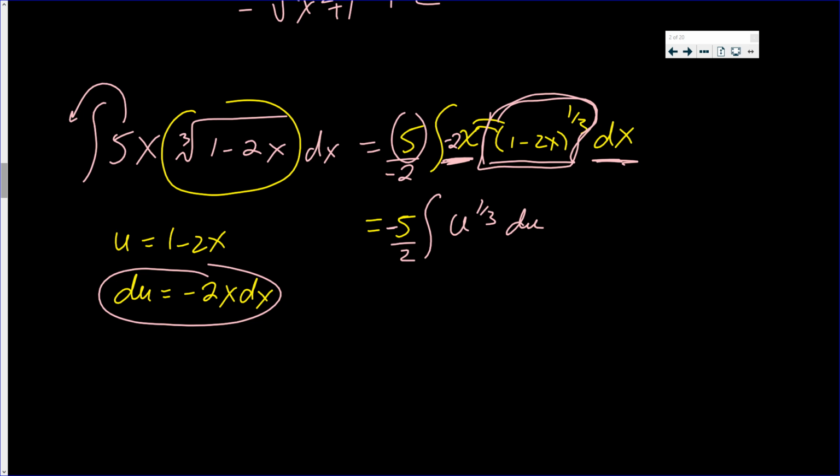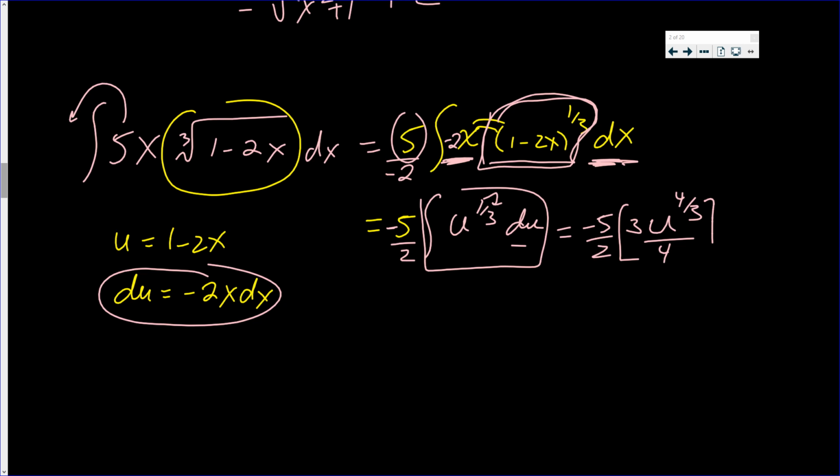So here's my -5/2 times the integral. I add 1 to the power. 1 plus 1/3 is 4 over 3. Then I divide by 4 over 3 plus c. So I get -15 over 8 times u to the 4/3, where it says it right there, u is 1 minus 2x, plus c.